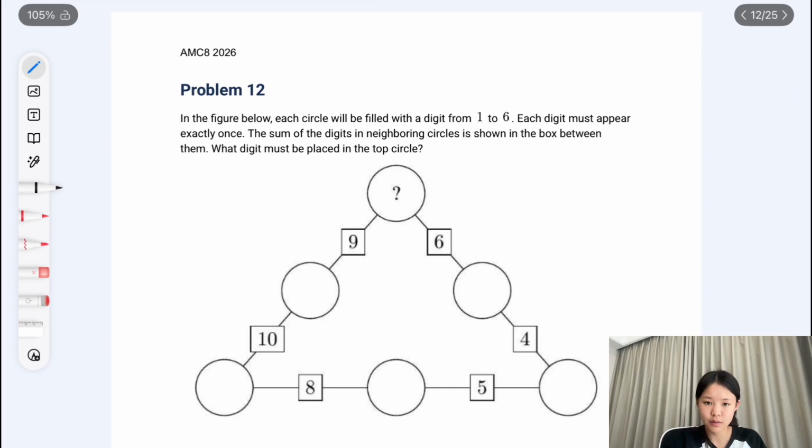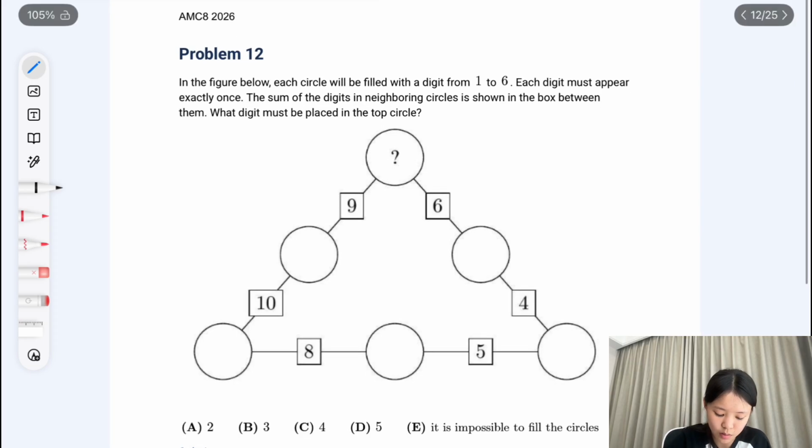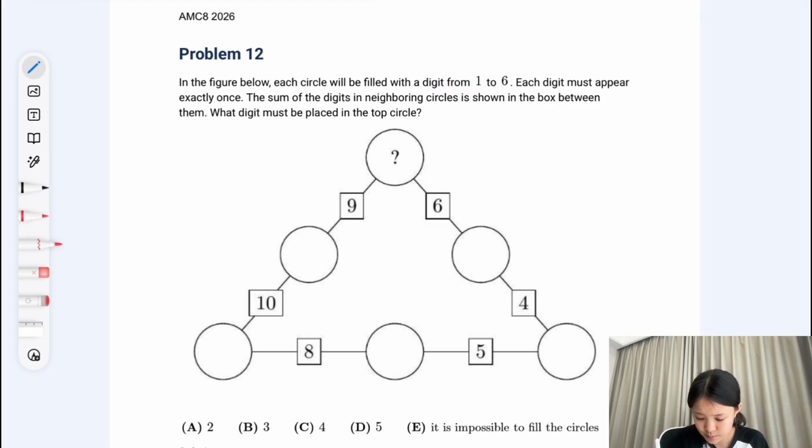Okay, so question 12, right? It tells us that in the figure below, each circle will be filled with a digit from 1 to 6. And each digit must appear exactly once, and that is a pretty important requirement here. And the sum of the digits are in the neighboring circles. For example, these two should add up to be 6. And that's shown in the figure below. So what digit must be placed in the top circle?